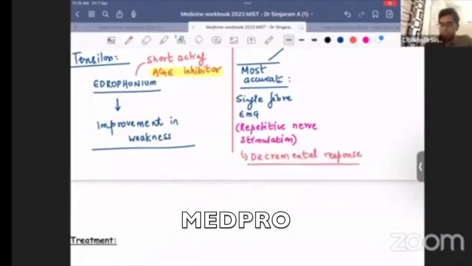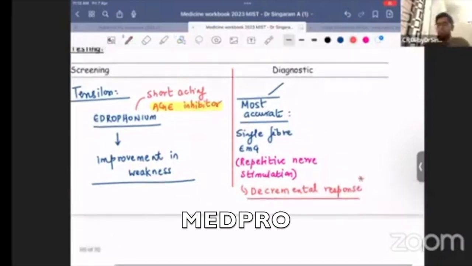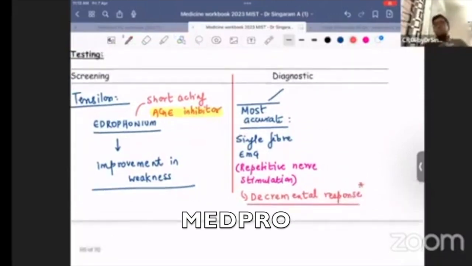Is that clear? So this is something which is very, very important. The characteristic and the most accurate test is by doing electromyogram. By doing repetitive nerve stimulation, you will get a decremental response in case of myasthenia gravis. Please note this. Okay, you get a decremental response. This is the most accurate.